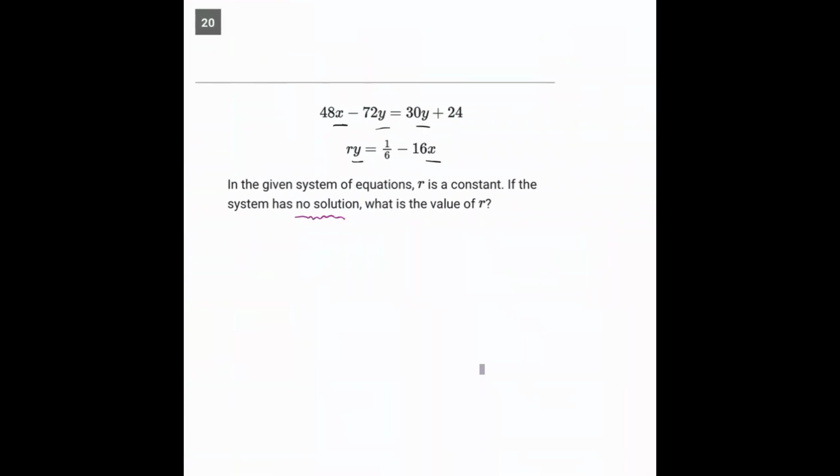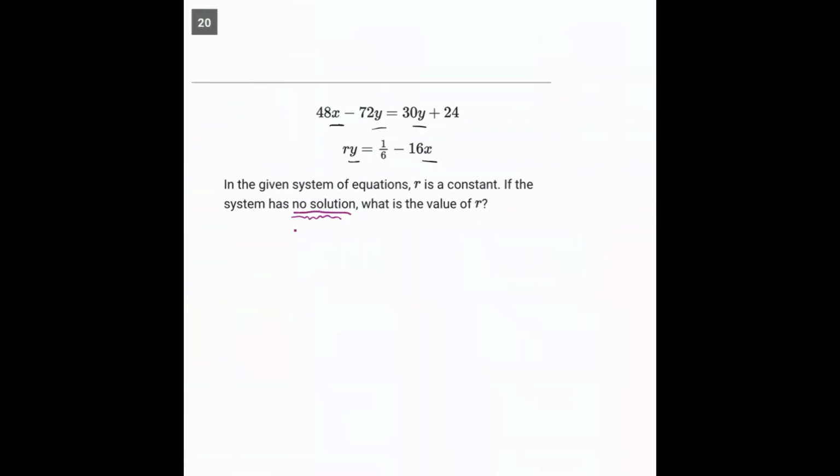So coming back to this question, we know if there's no solution, the slopes must be the same and the y-intercepts must be different. But just from the slopes being the same, we'll have enough that we can do right now. So let's start cleaning the equations up a little bit.